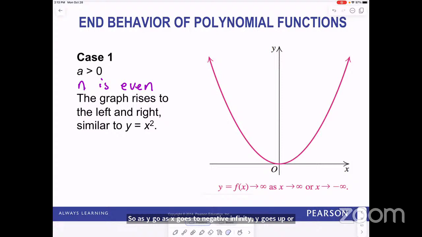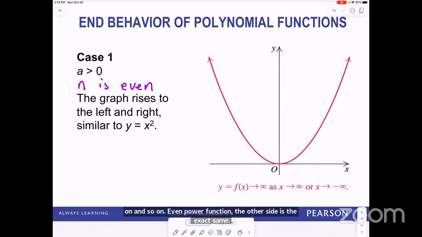Okay. So again, we start with our leading coefficient, our a. If it's positive, we go up to the right. If it's negative, we go down to the right. So on and so on. Even power function, the other side is the exact same. An odd power function, the other side does the opposite.